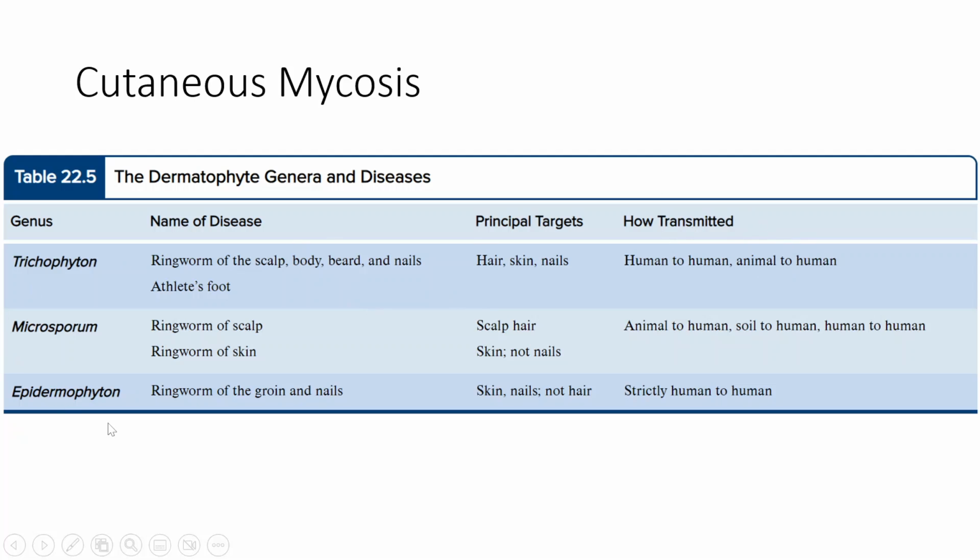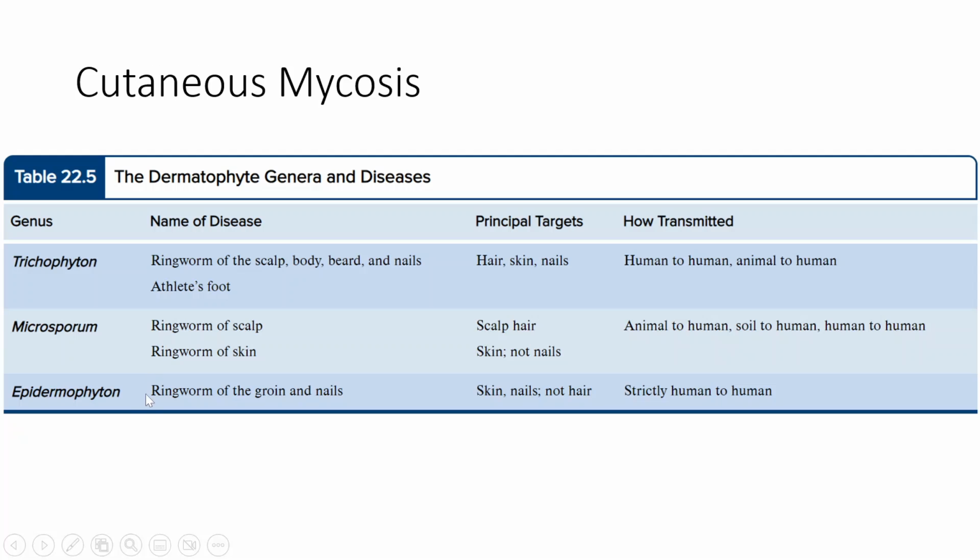Then we have microsporum. This will be only on the scalp hair, on the scalp, and then it'll be on the skin too. You won't see this in the nails. This can be from animal to human once again. It can even be from the soil to human, and then human to human.